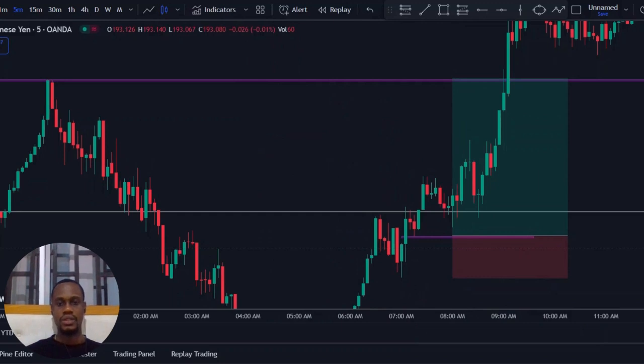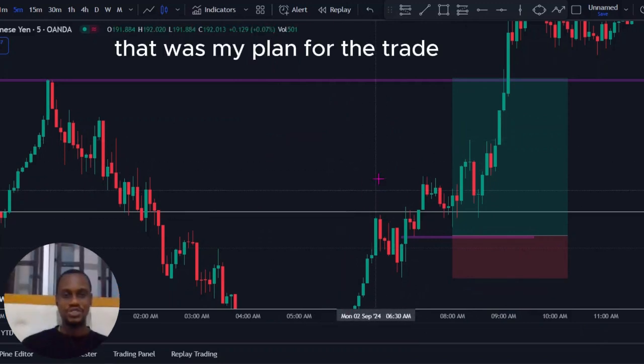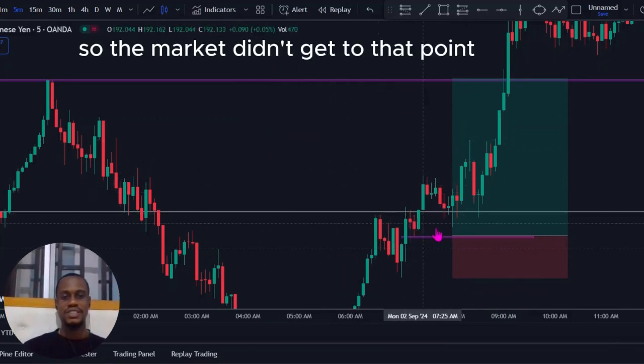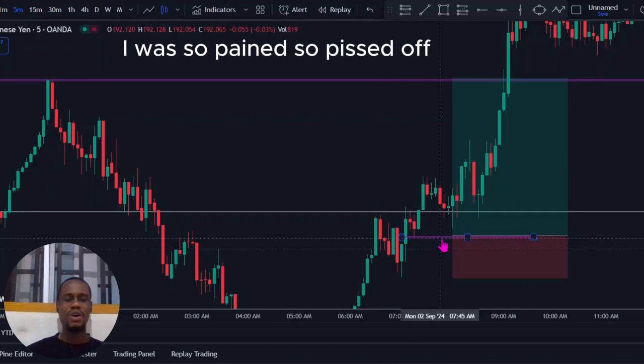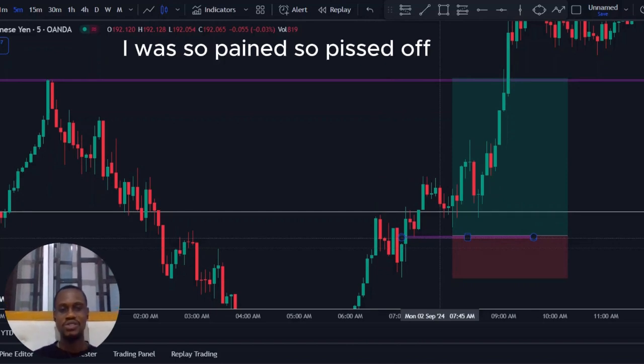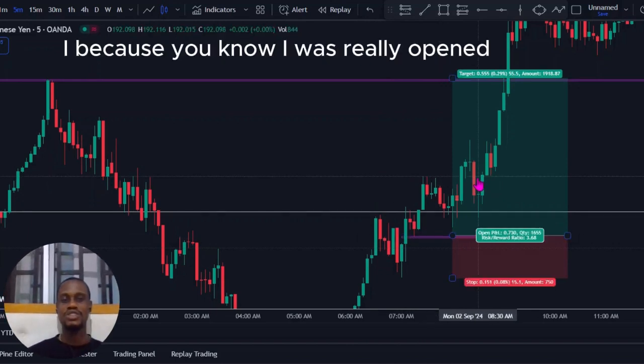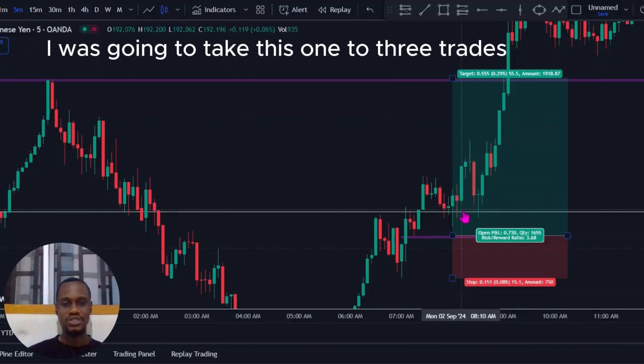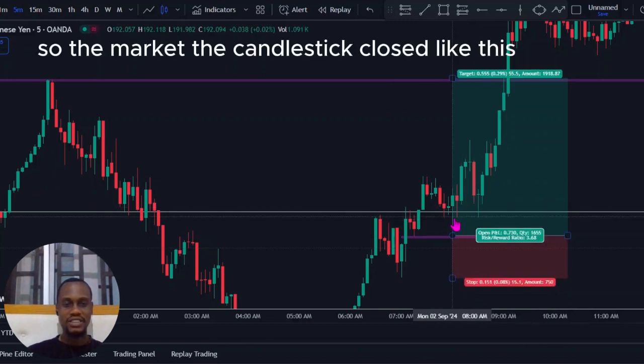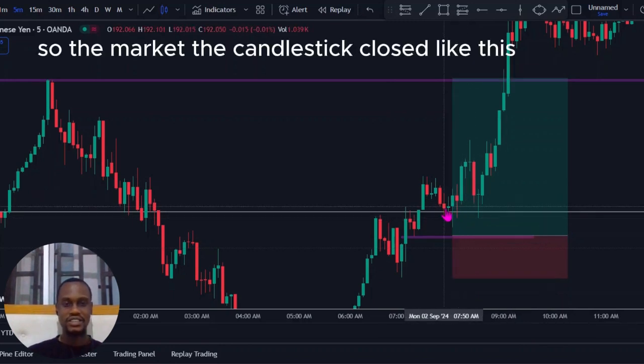That was my plan for the trade. So the market didn't get to that point. I was so pained, so pissed off, because I was really hoping that I was going to take this 1 to 3 trade. So the market, the candlestick closed like this.